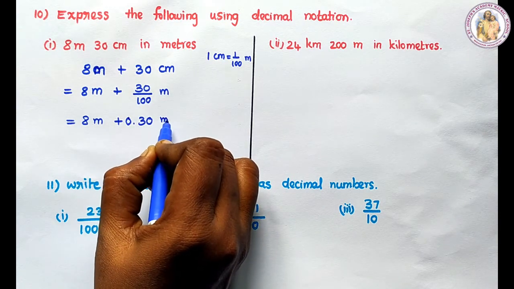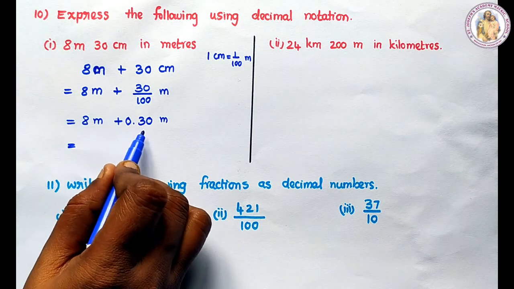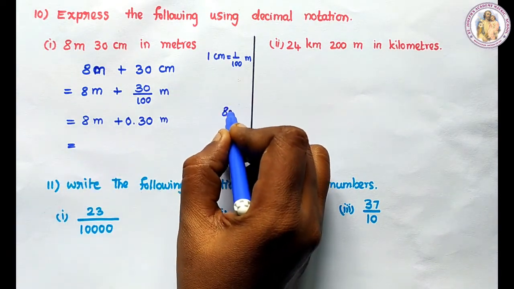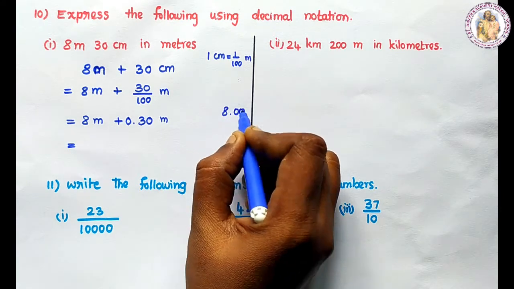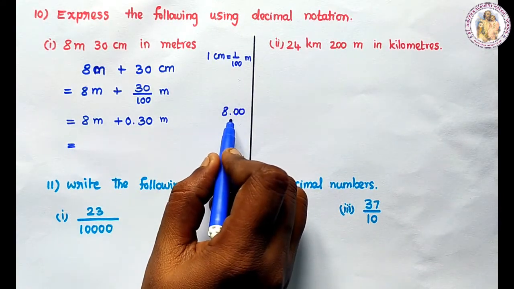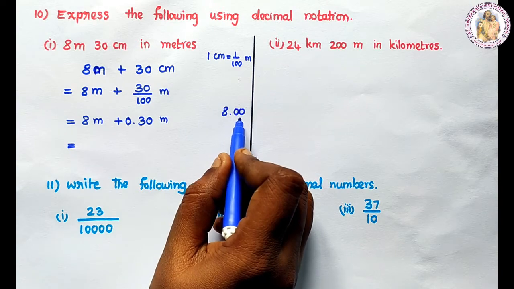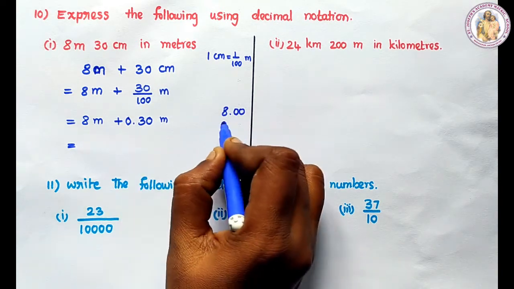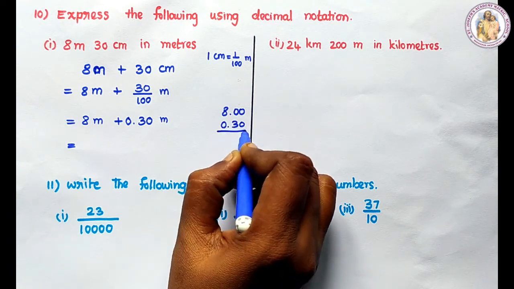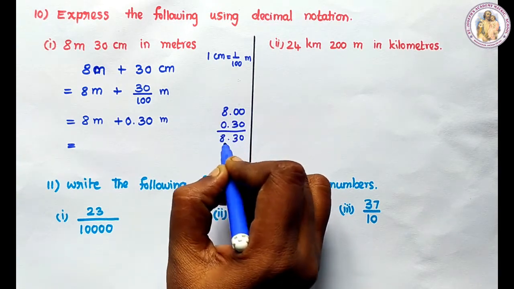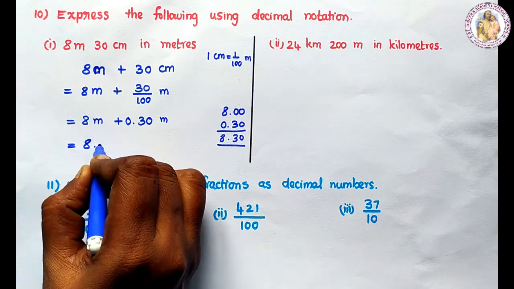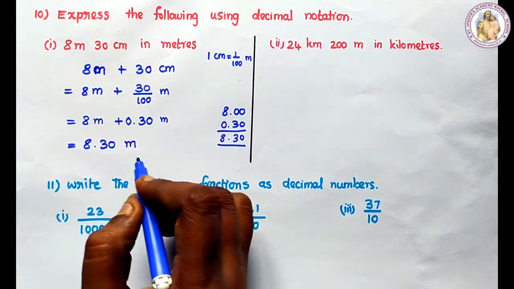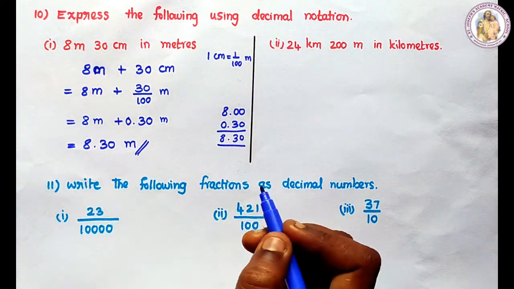So, 0.30 meter. Now, both are in meter, no? Add these numbers, we get 8.00. After decimal there is no whole number, means 8.00. Here 0.30. So, add this one, we get 8.30. 8.30 meter. That is the answer.